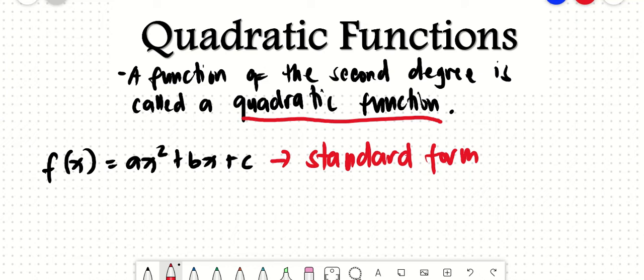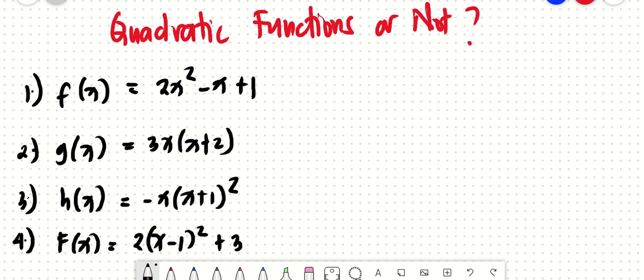So, the first term, ax squared, as you can see here, is referred to as the quadratic term. This one is the linear term, and the third one is the constant term. Let's now identify which of the following are quadratic functions or not. Identify lang natin kung alin ba dyan yung quadratic function.